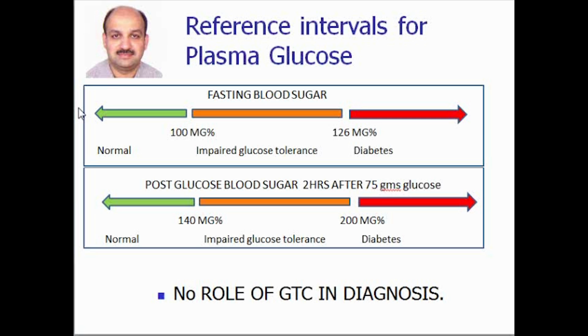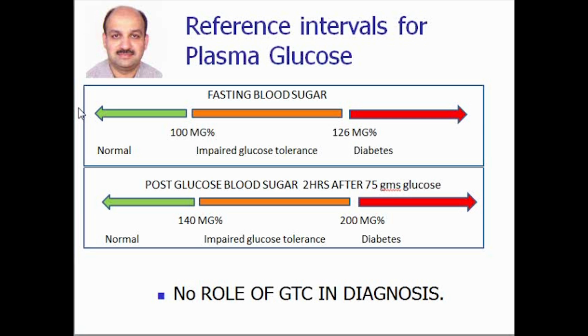As far as post glucose blood sugar is concerned, the patient is given 75 grams of glucose to drink and after 2 hours the blood glucose is measured. In normal patients, the level will be less than 140 milligram percent, and in diabetics, the level will be more than 200. This level of 140 to 200, which is the intermediate level, is called impaired glucose tolerance, and this is where borderline patients will fit.